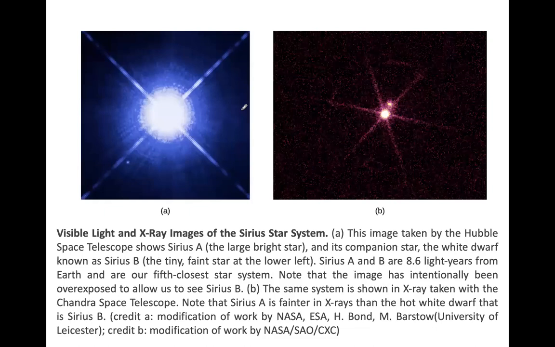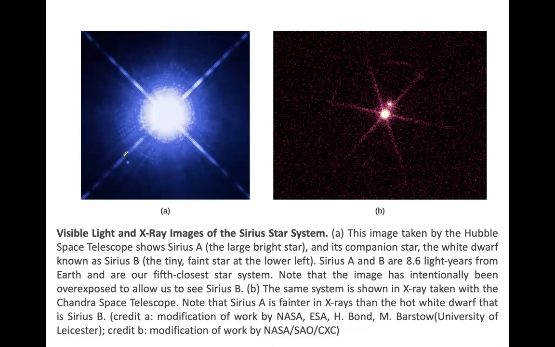And here are visible light and X-ray images of the Sirius star system. Sirius, you know, is a bright star, but there are two stars called Sirius A and Sirius B. What you normally see as the bright star is Sirius A, but there is another star called Sirius B, which is a tiny faint star.